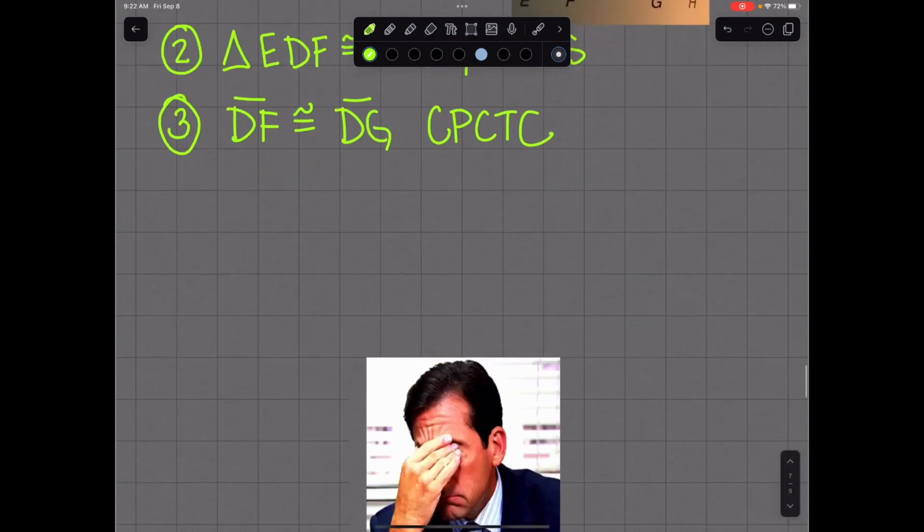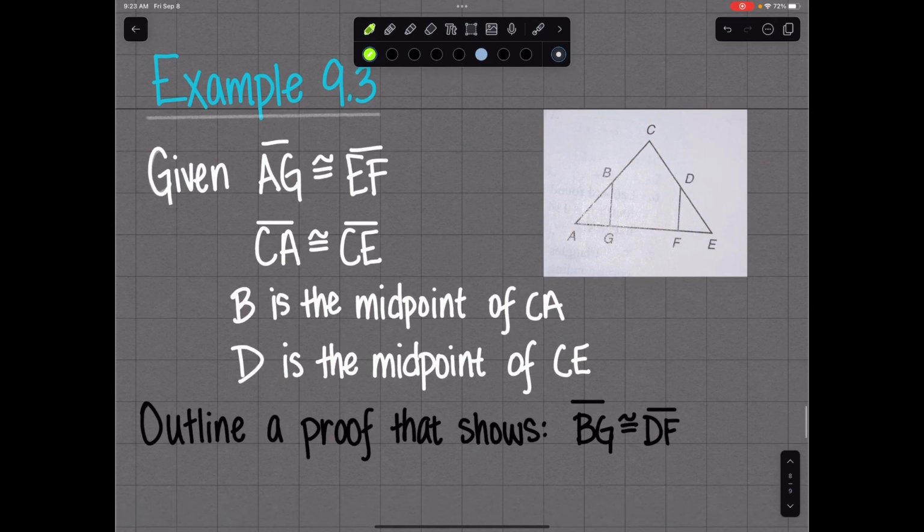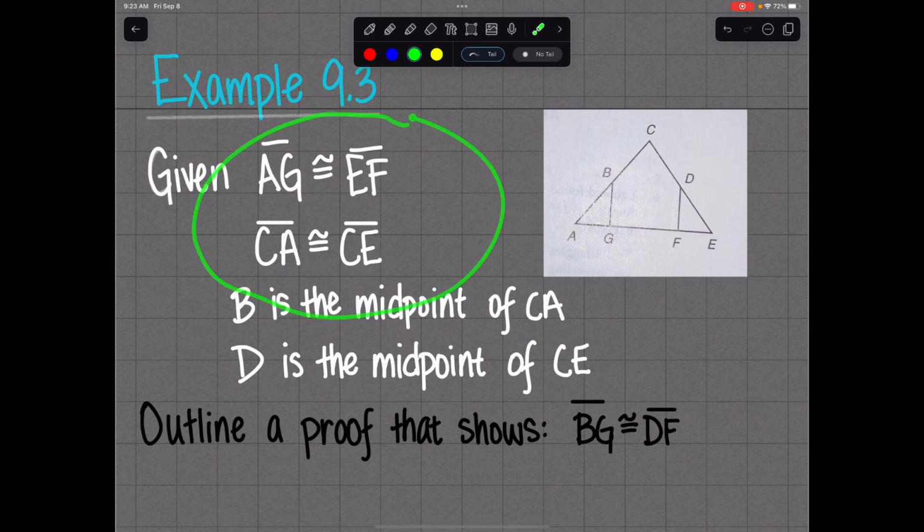Whew, that was a good one, right? You're feeling good about it now? Let's do example 9.3. This is the last example, so pay attention because this is going to be the most complicated, right? We've got this figure right here. Sorry, it's not a great picture. The first step is to copy down the problem and write down what we are given. All of this information in white is what we are given.